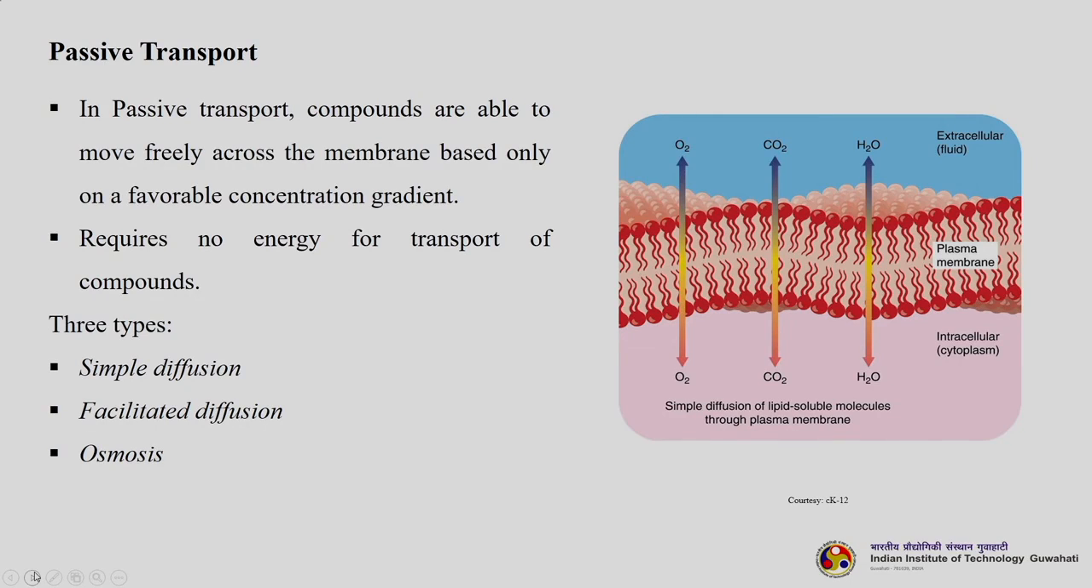In passive transport, compounds are able to move freely across the membrane based only on a favorable concentration gradient. It requires no energy for transport of compounds. So, basically there are 3 types: simple diffusion, facilitated diffusion, and osmosis. You can see how it is happening here.